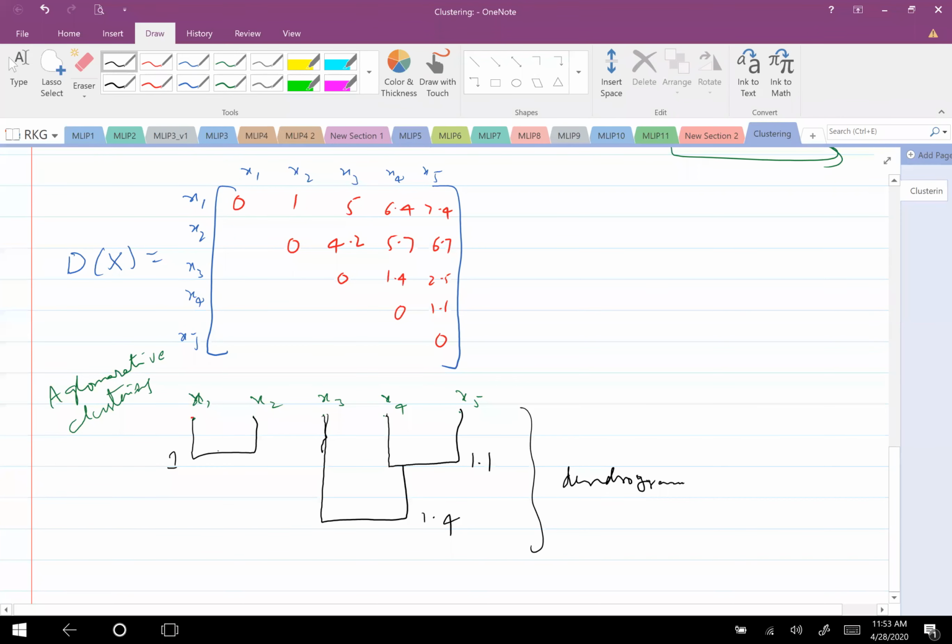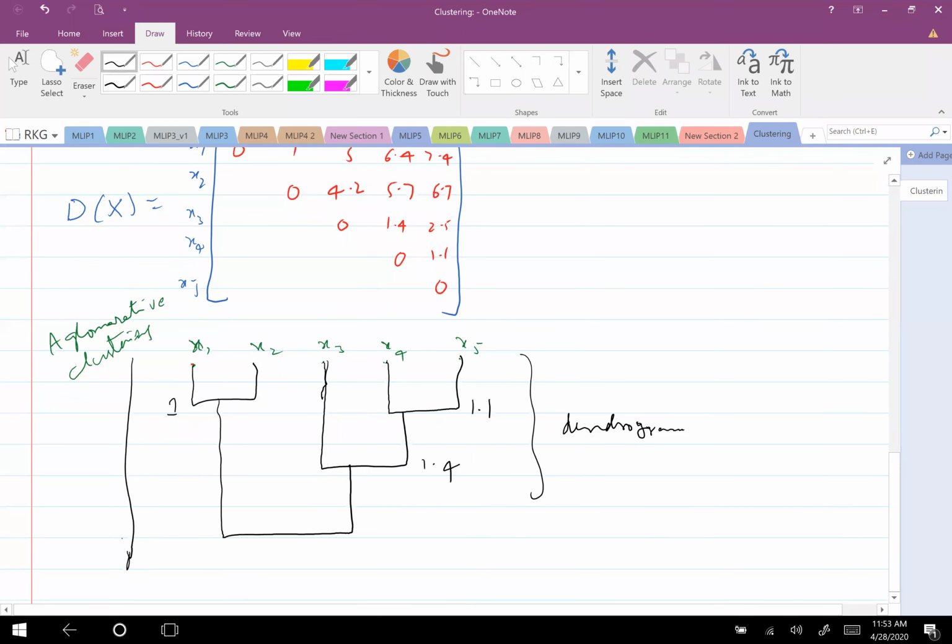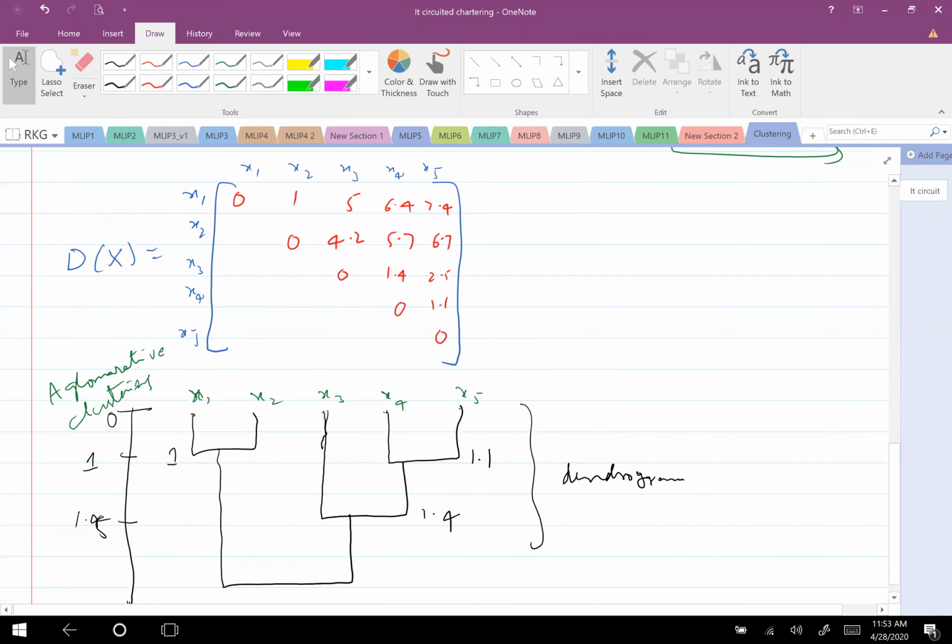So now all together I will group. What is the distance with which I group now? Writing the distance with which I group is also important, so that we can easily depict at what distance we are grouping. This distance is 0 with itself, this is 1, and this is 1.5 or 1.4. And what is the distance here, with which I group X1, X2 with the next cluster?